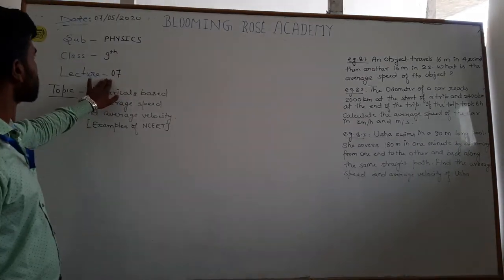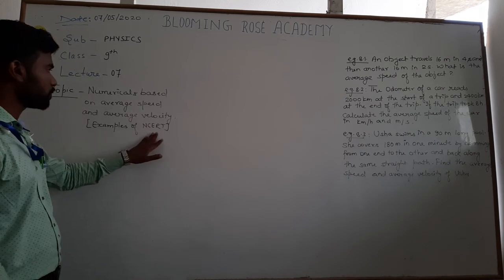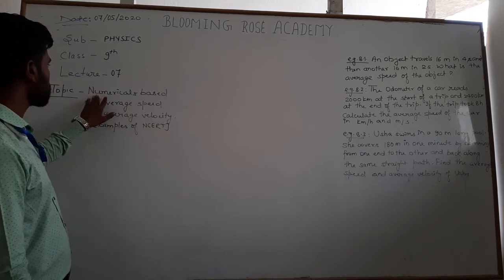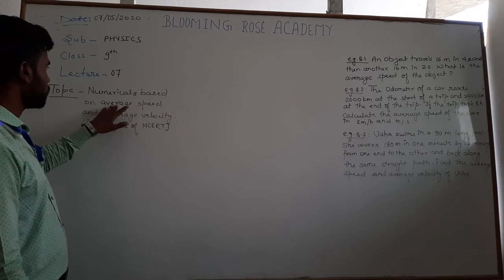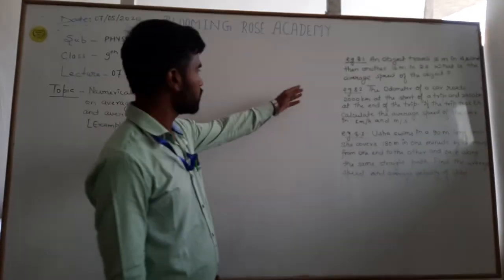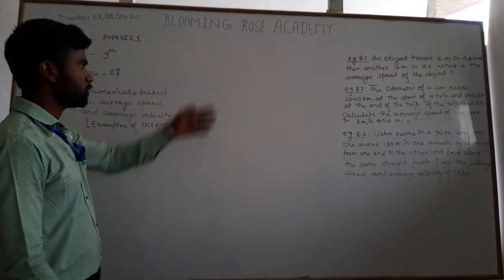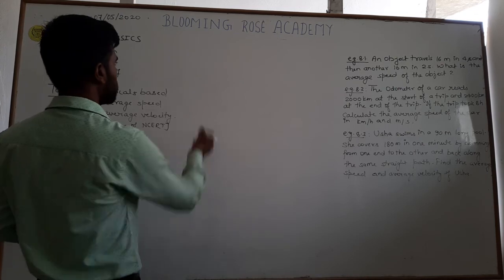Today is lecture 7 of class 9 physics. Today we will discuss examples of NCERT which are based on numericals of average speed and average velocity. Here are examples 8.1, 8.2 and 8.3. So let us discuss first example, numerical 8.1.